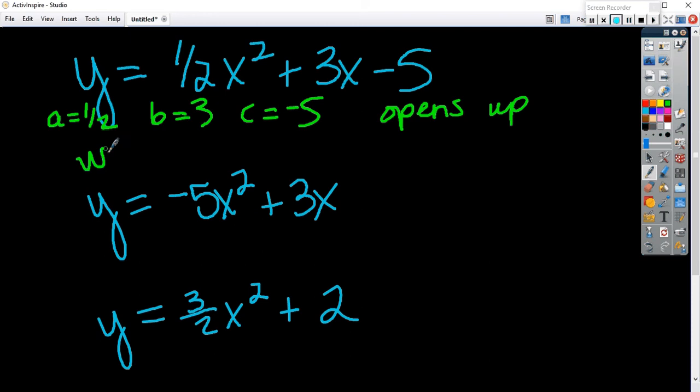Remember, it's kind of the opposite of what you think. The bigger the number is, the skinnier the graph gets. The smaller the number, the wider it gets. What number makes it wide? The 1/2. We're looking just at A. A tells us skinny, wide, up, down. If this is less than 1, it's wide. If it's bigger than 1, it's skinny. What's the y-intercept? -5.